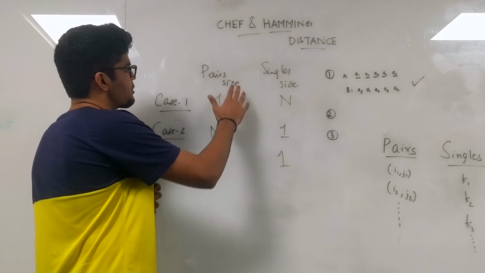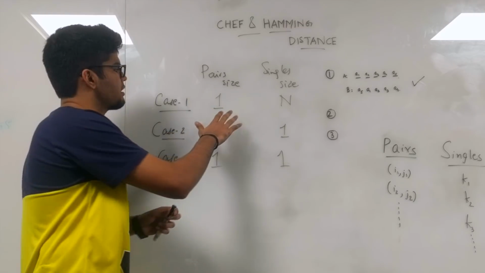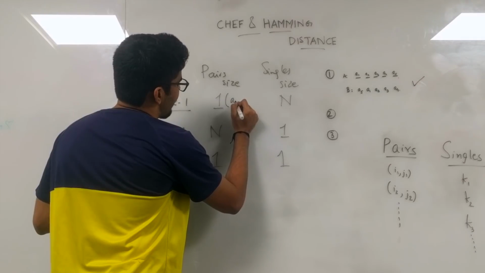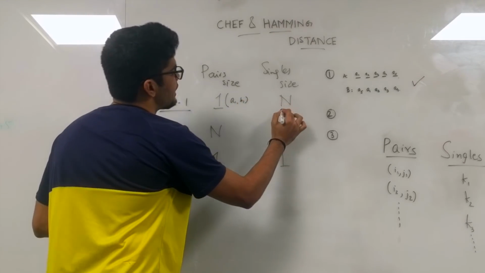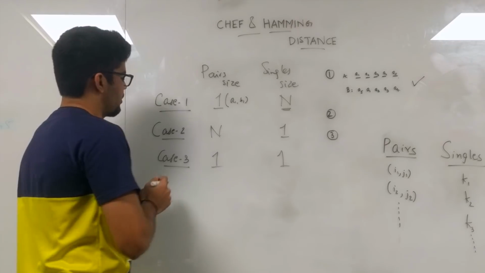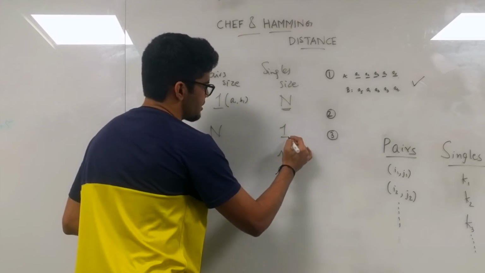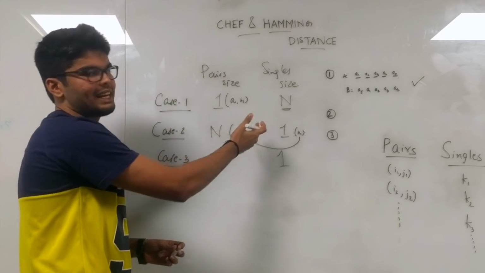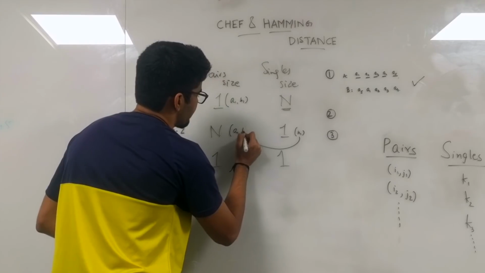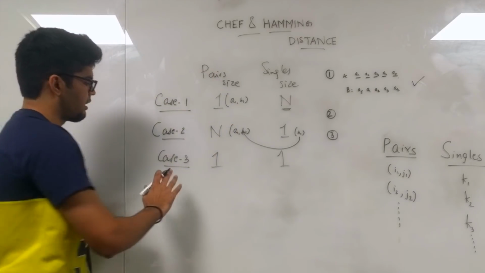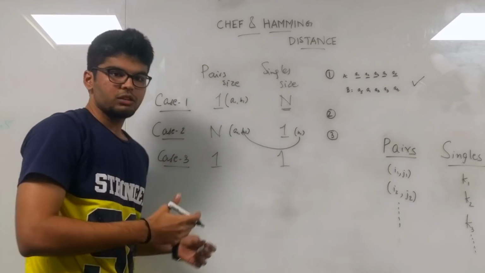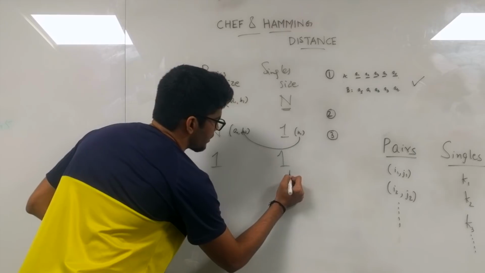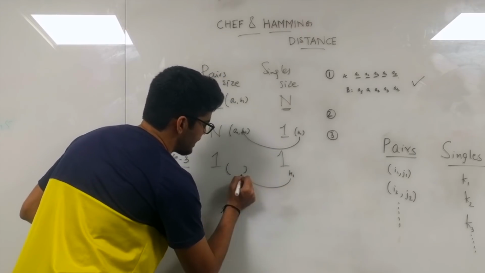What happens when the size of the pairs list is just 1? It's simple enough. The elements that we have here, we can swap them with any 2 elements present in the singles list. What happens when the size of the singles list is 1? Very simple. We can just swap this single element with any of the first or second elements occurring in the pair. What happens when both the lists have size 1? In this case, you can just swap this element with any of the elements here.